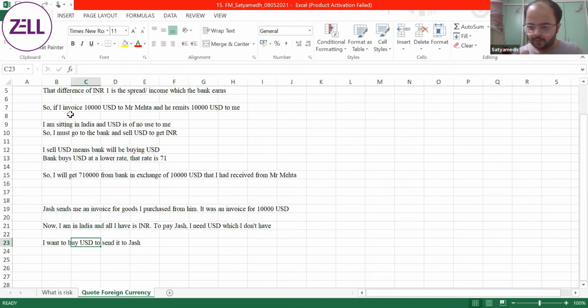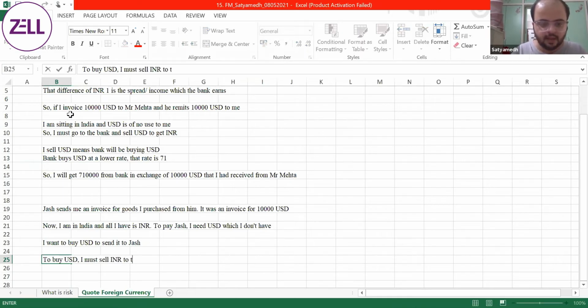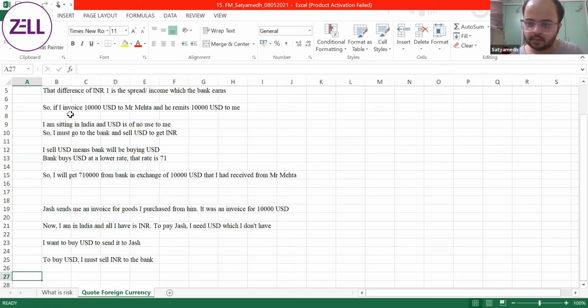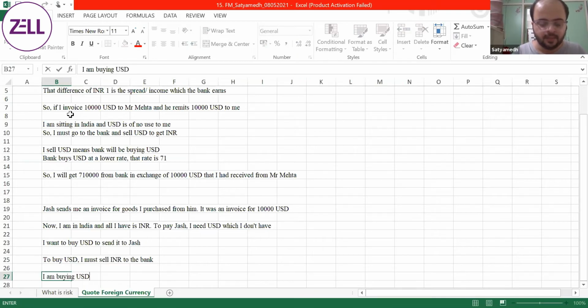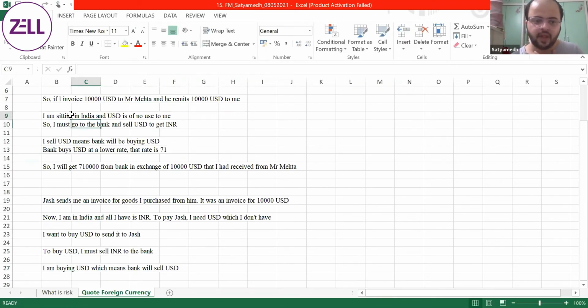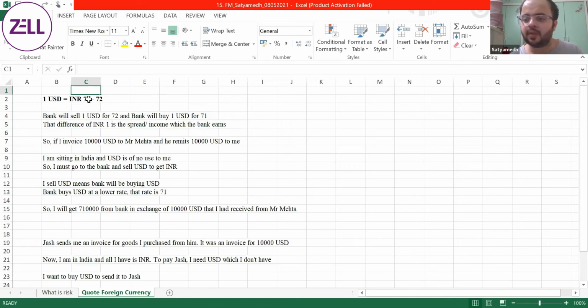Now, I am explaining this in very childish terms. It doesn't happen that the bank hands you dollars and then you go and give them to Josh. All this happens through banking channels. This is dumbing down so that we understand. This is how I explained myself some years ago. To buy USD, I must sell INR to the bank. Now I am buying USD, which means bank will sell USD. If I have to buy, it means the bank has to sell.